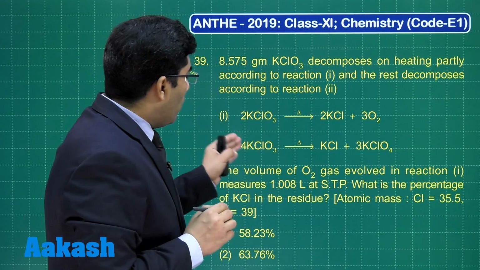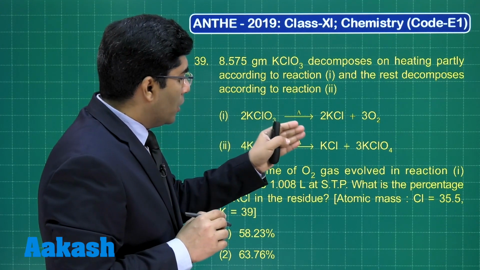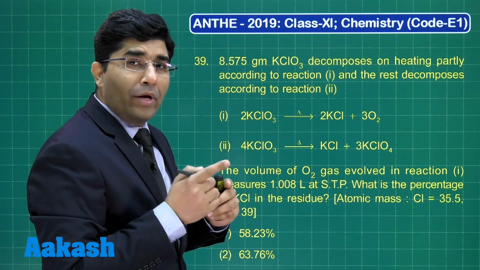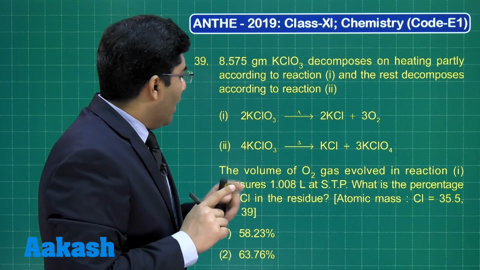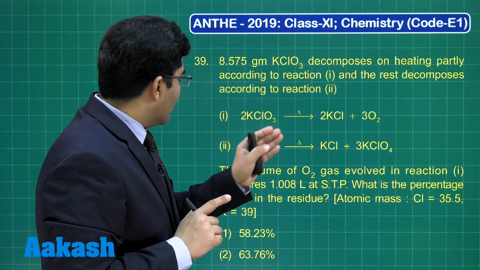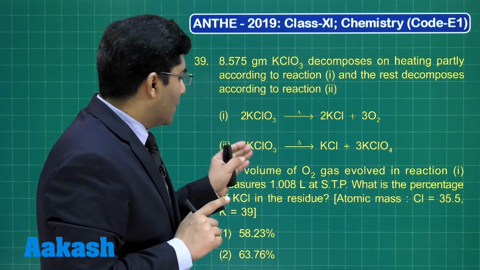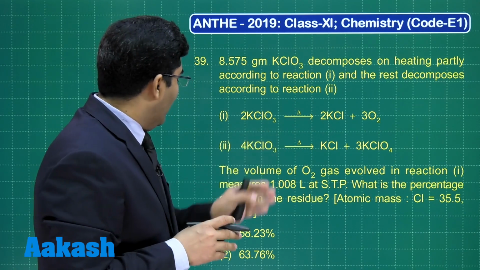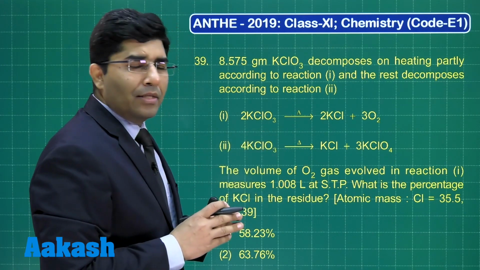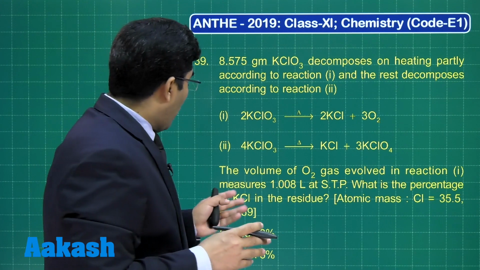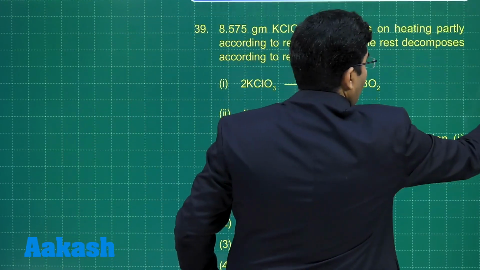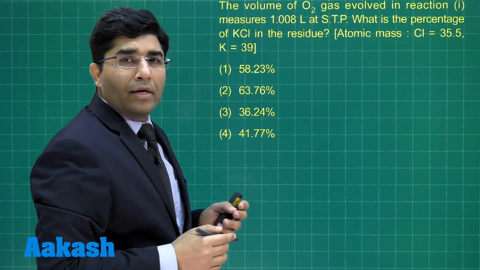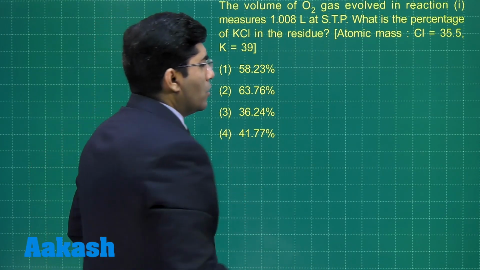Now, the volume of oxygen gas evolved in reaction 1 measures 1.008 liters at STP. What is the percentage of KCl in the residue? The atomic mass of chlorine is given to us, that is 35.5, and potassium is 39. Four options are given to us. Here are the four options and we have to find the correct option, right. So, let us solve it.